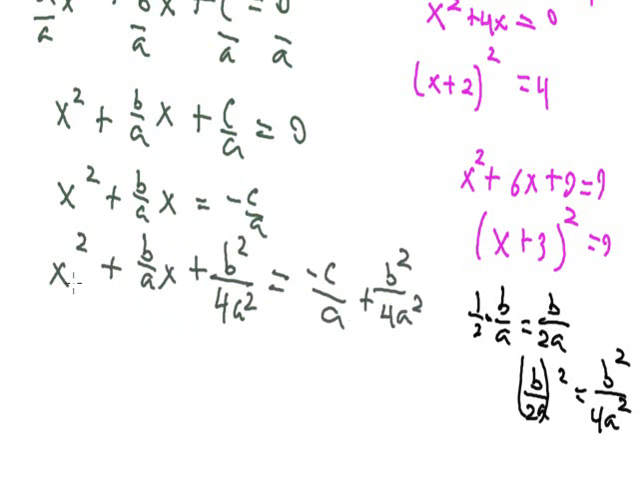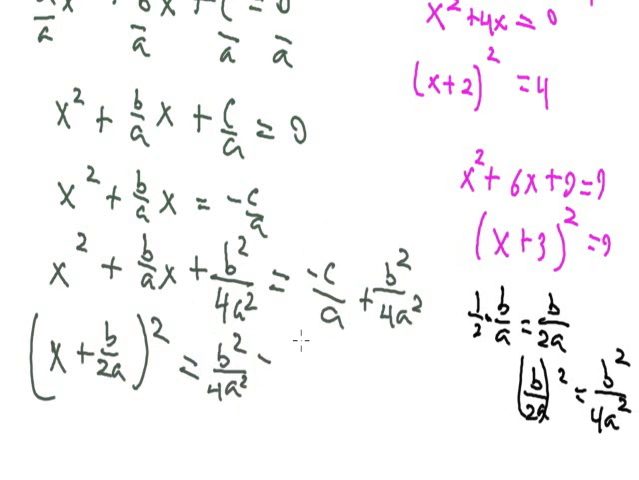Now, x squared plus b over ax plus b squared over 4a squared, that's just the square of x plus b over 2a. So this can also be written as x plus b over 2a squared equals, and I'm going to flip these two because I don't like negatives being first. That's just a pet peeve of mine. So b squared over 4a squared minus c over a. And I can do that, because addition is commutative, so you can switch the order, of course.